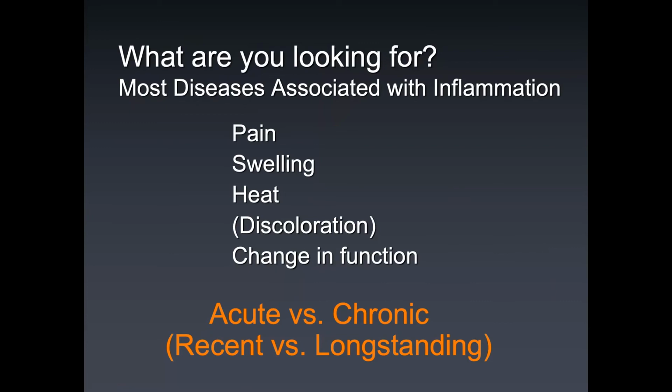All right, so we have looked at the structure, we've looked at how it works, and we have looked at a few things that can go wrong. So how do we figure out which of those things are causing the problem and what is the process? We do that by collecting a history and a physical exam.